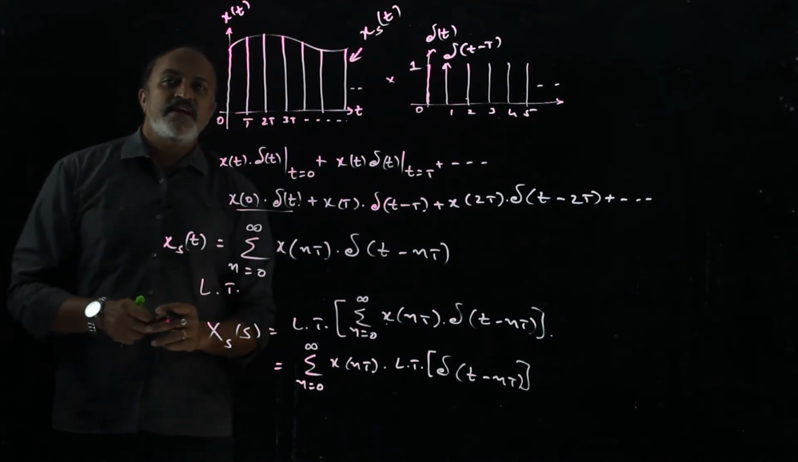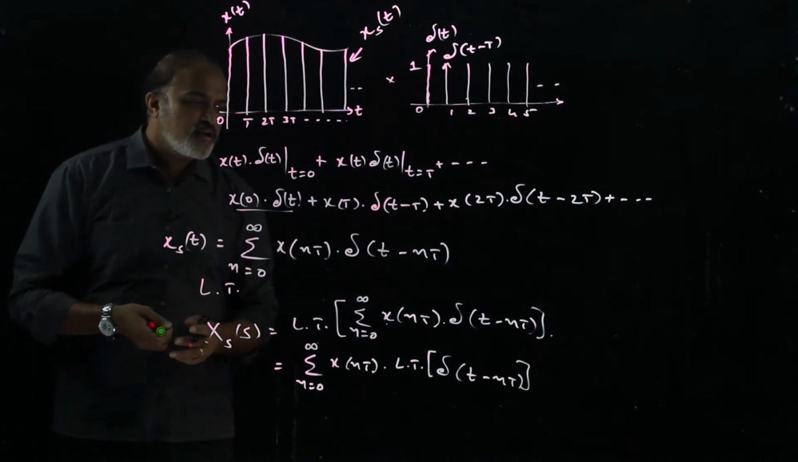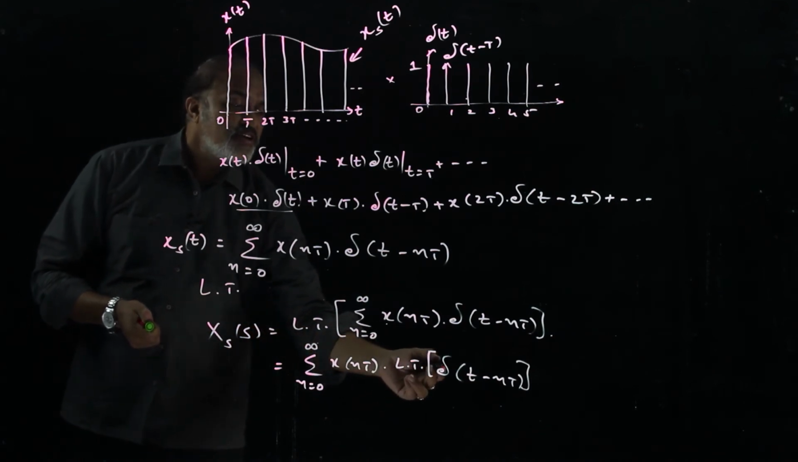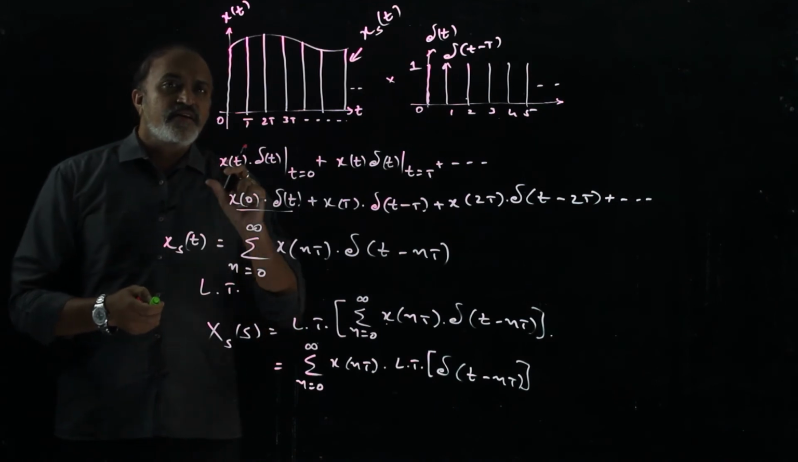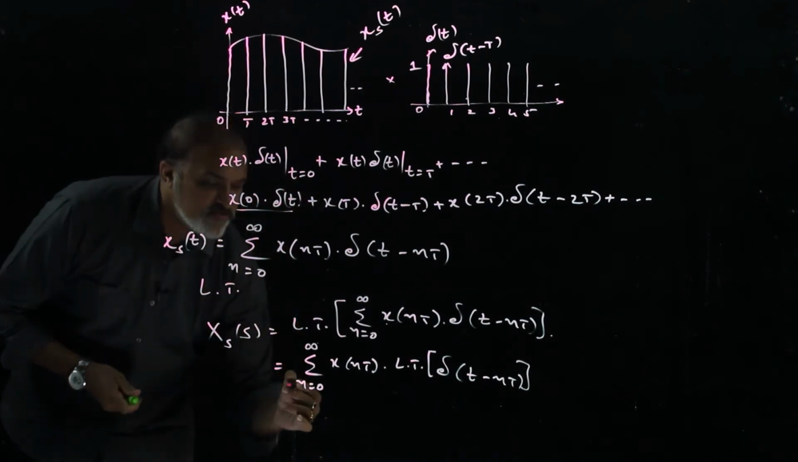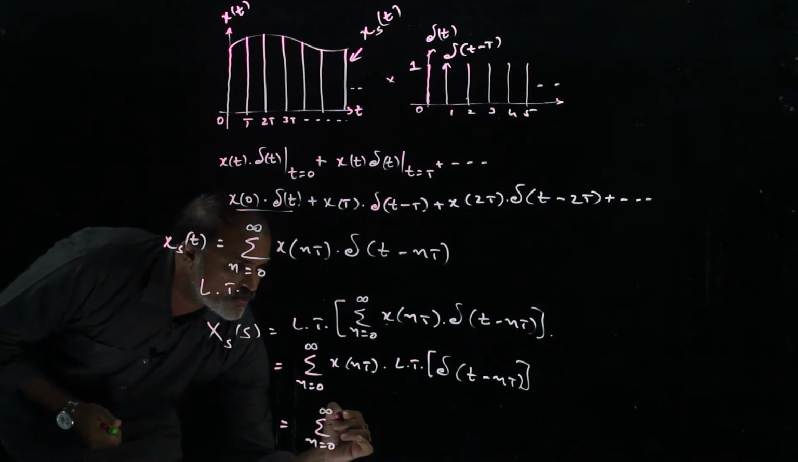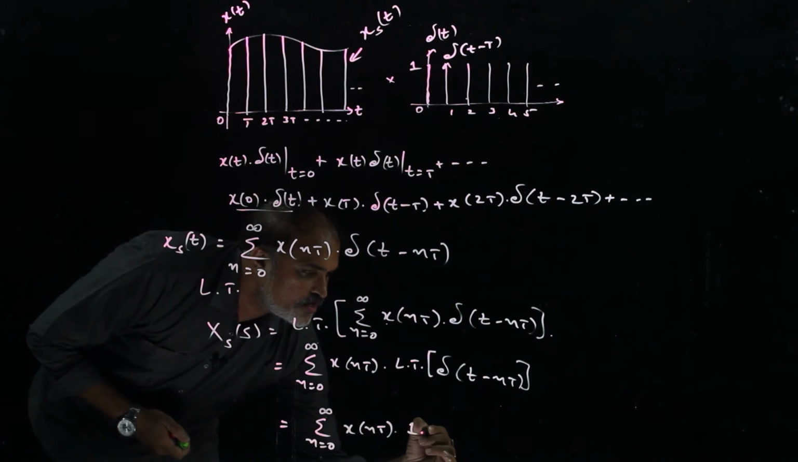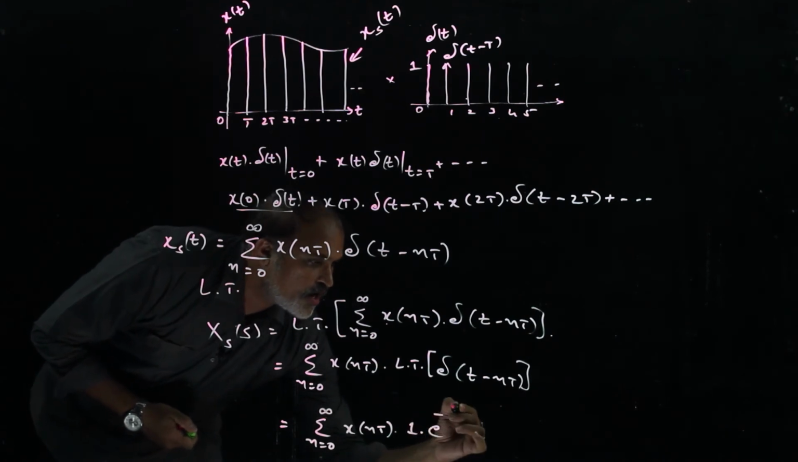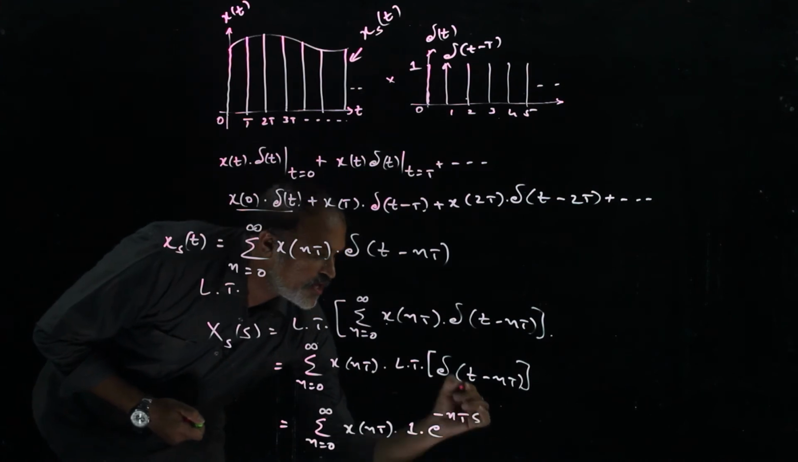We know that the Laplace transform of the impulse function delta of t is 1, but what is the Laplace transform of the shifted version of the impulse function? Based on the time shifting property of the Laplace transform, we can write this as sigma n equals 0 to infinity x of n into capital T, into 1 into e power minus the length of the shift, that is nT, into s.